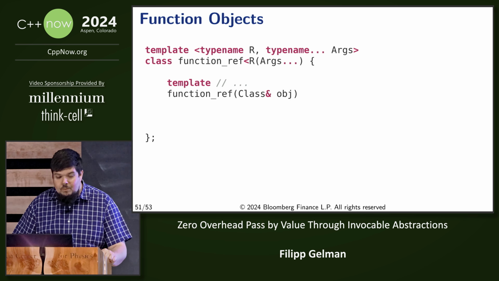Questions, or do I get to go home? Yes. Do you think the language should allow such things to be done without undefined behavior, and if so, how? Do I think the language should allow such things without undefined behavior, and if so, how? I don't know. Let me answer that in two parts. Should the language allow us without undefined behavior? I don't know. This is somewhat platform specific. But if we had reflection, then this would be a whole lot easier.